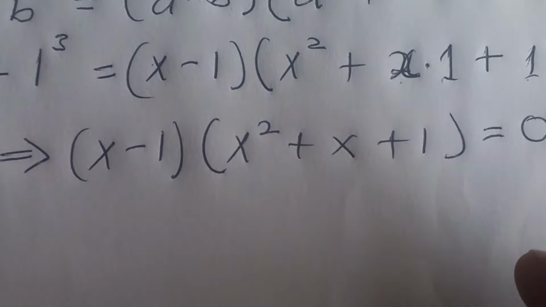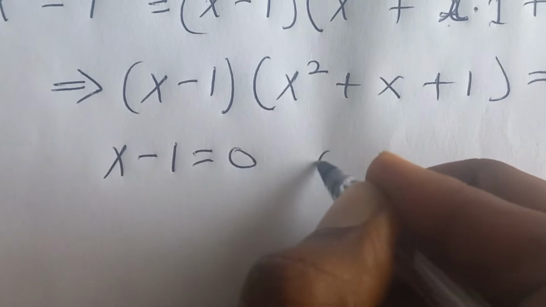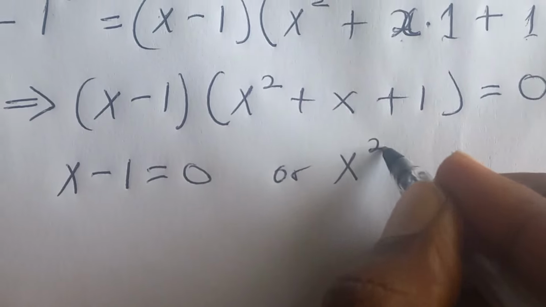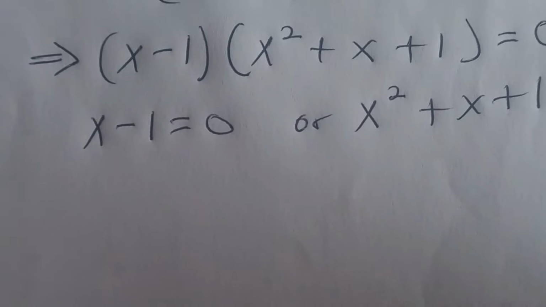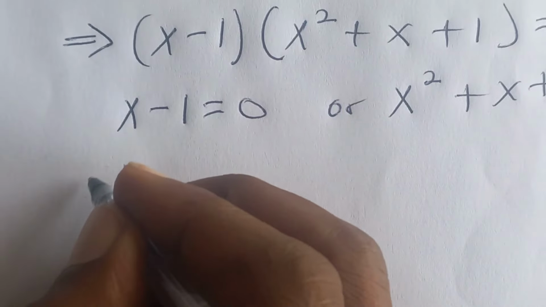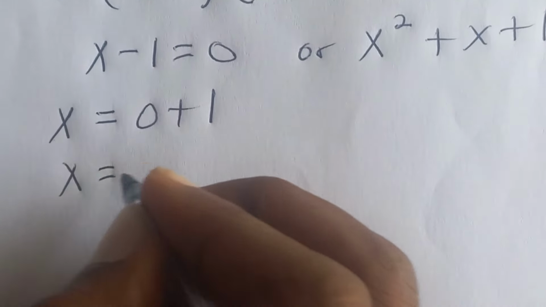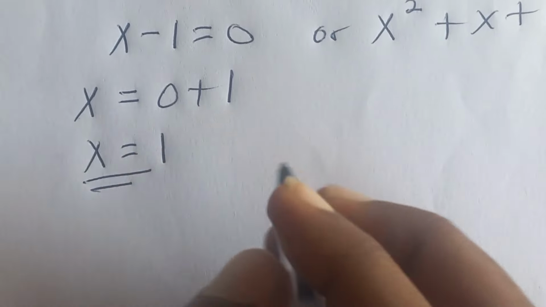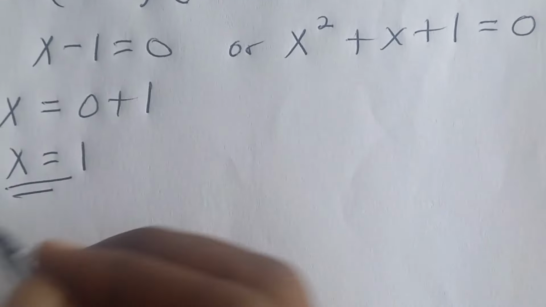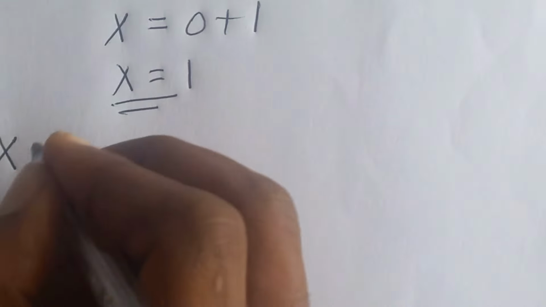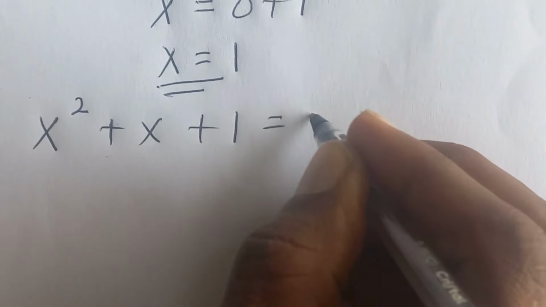Okay, so with this, we say that x minus 1 is equal to 0, or x squared plus x plus 1 is equal to 0. Okay, so to solve this, x is equal to 0 plus 1, so our x is equal to 1. Now from here, let's continue this. Let's solve x squared plus x plus 1 is equal to 0.